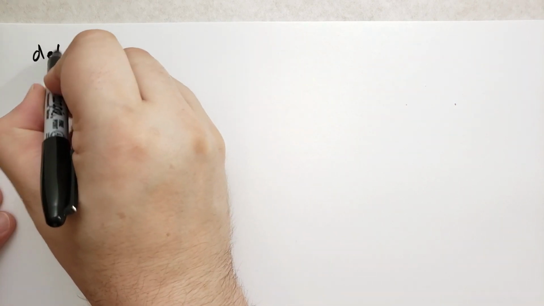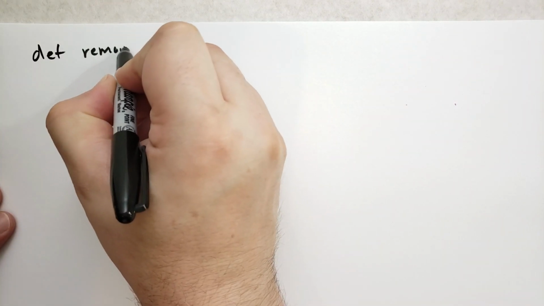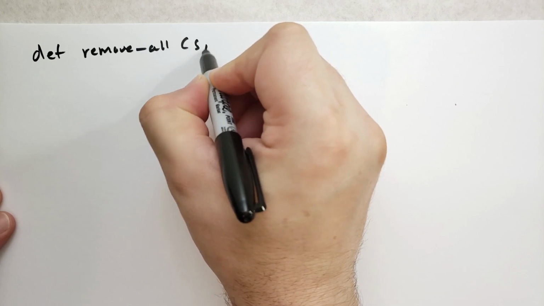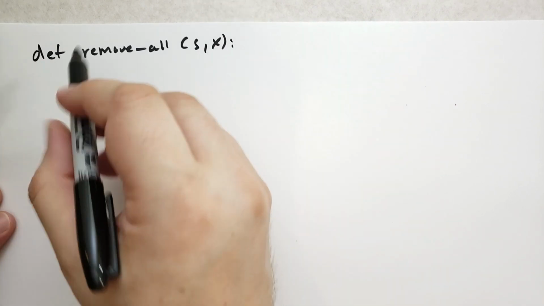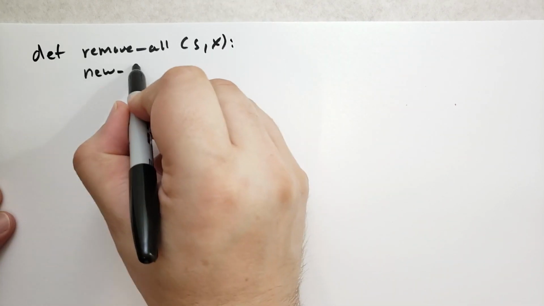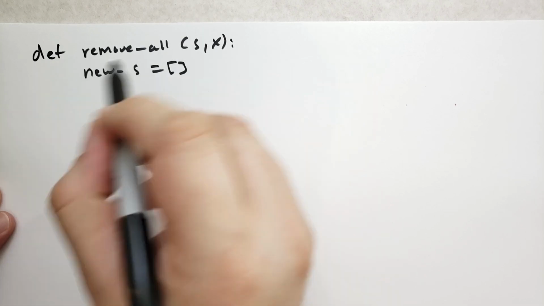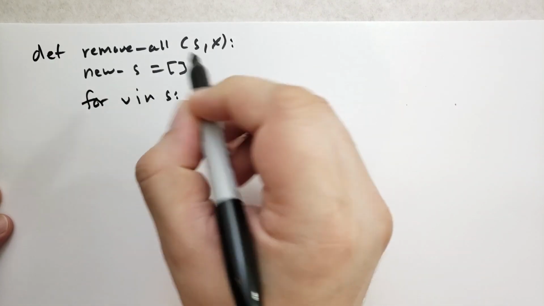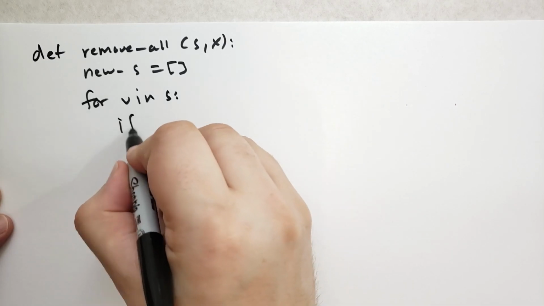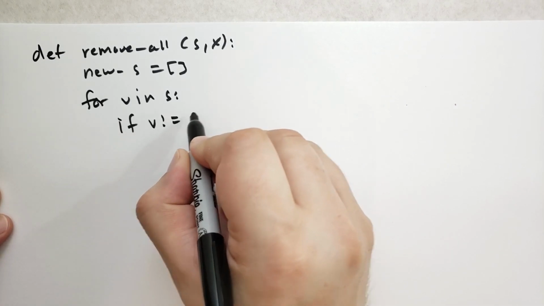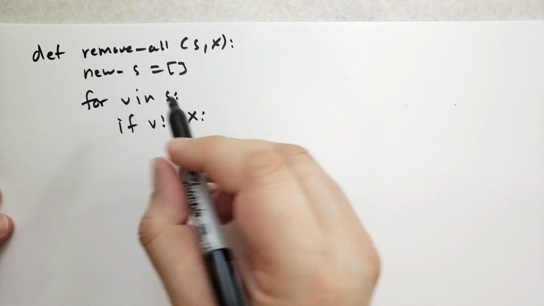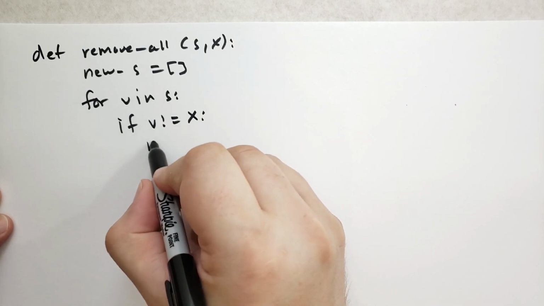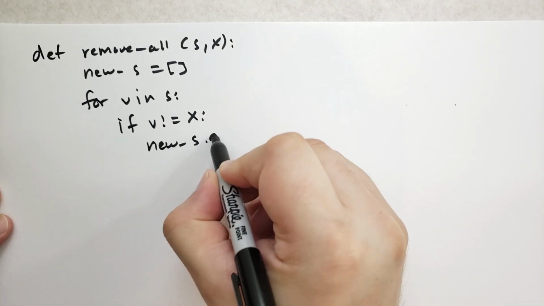Here's another way we can implement that function. So we say def remove all x from the list s. And so what we'll do is we'll have a new sequence that is an empty list. And then for each item in s, we're going to see if v is not equal to the value that we're looking for. Then we're going to add that to the new s.